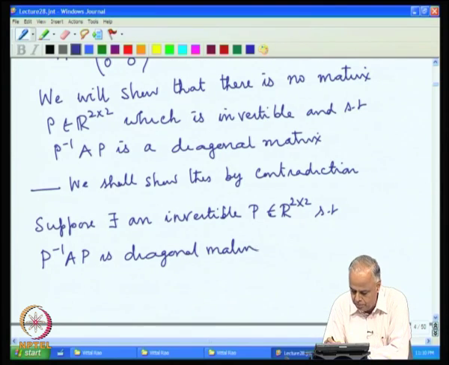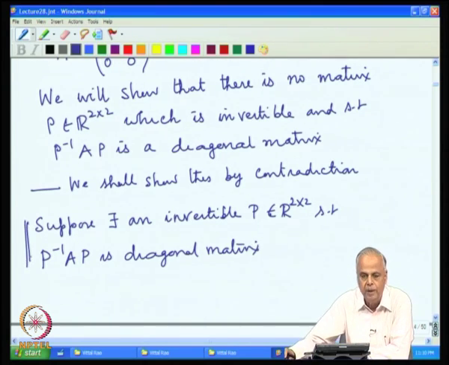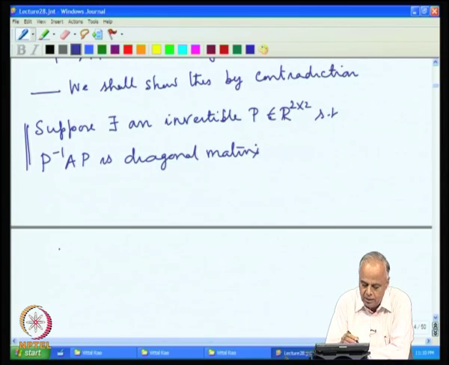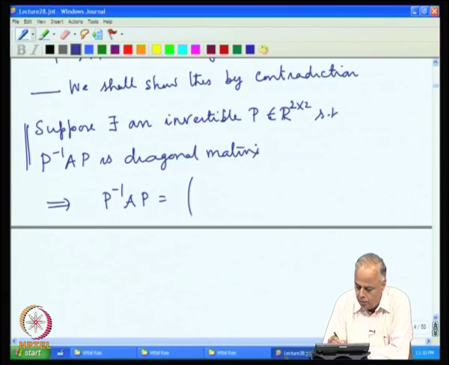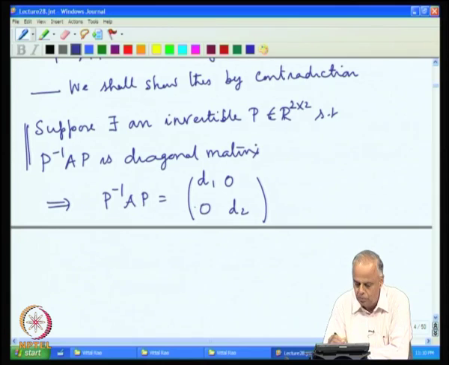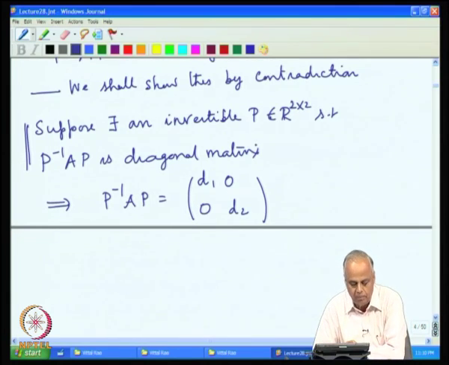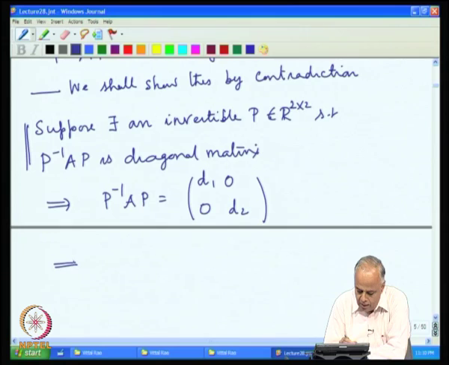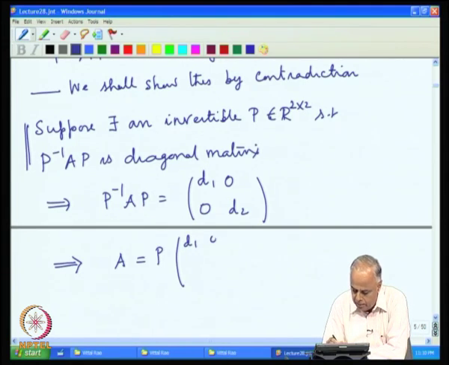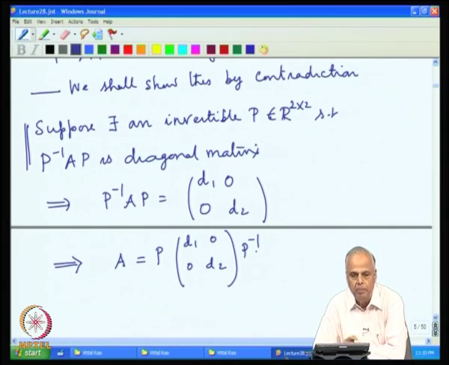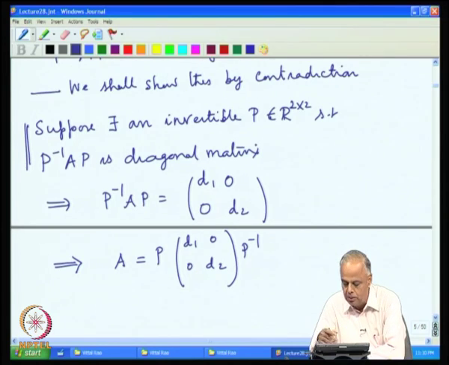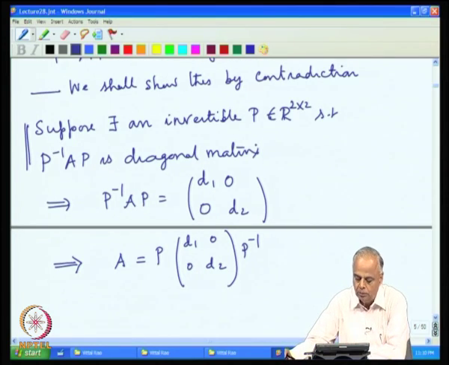Suppose it is possible; we shall show that this leads to a contradiction. So, if that is the case, we have P inverse A P equal to a diagonal matrix, let us call it diag(D1, D2). Suppose P inverse A P is a diagonal matrix, that says A is P times the diagonal matrix times P inverse. By pre-multiplying by P and post-multiplying by P inverse on both sides, we get A equal to this matrix.